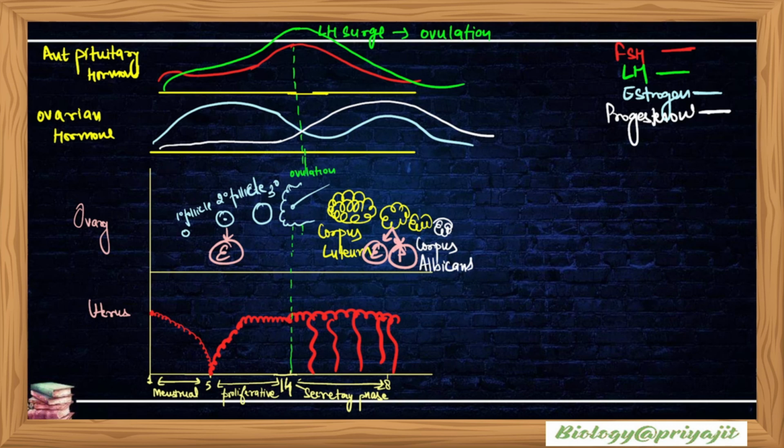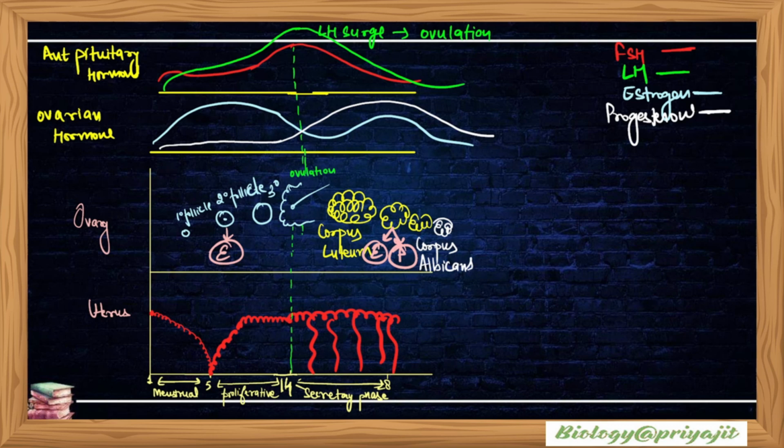The anterior pituitary hormones are LH and FSH, and the ovarian hormones are estrogen and progesterone. A peak of LH and FSH is generated just before ovulation, on the 13th day, or roughly on the 12th day. In the case of ovarian hormones, the progesterone peak is formed during the luteal phase, in the middle of the luteal phase, and there are two peaks of estrogen. One occurs in the follicular phase, and the second one in the luteal phase.